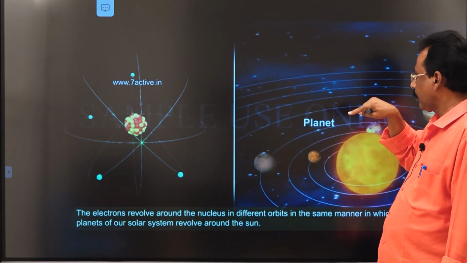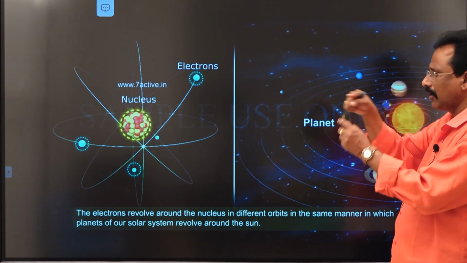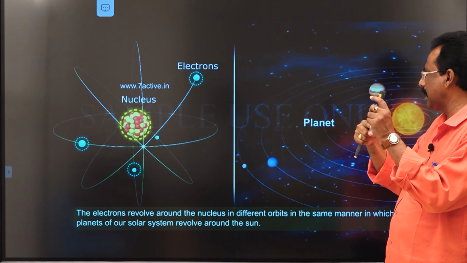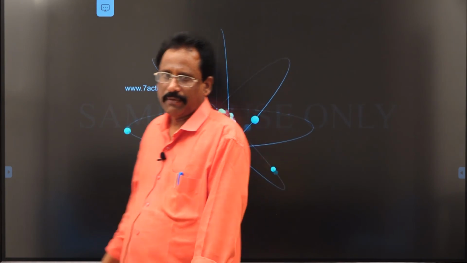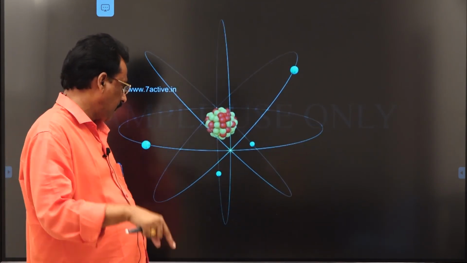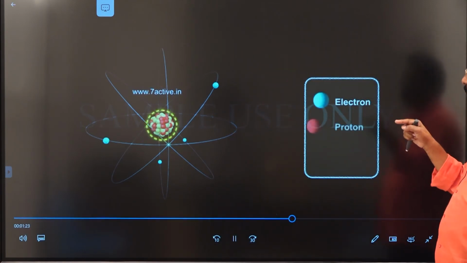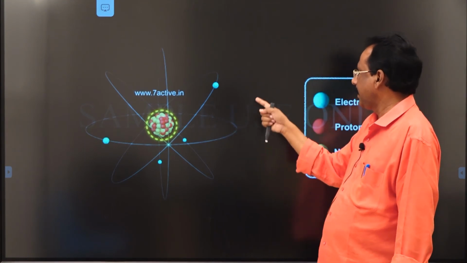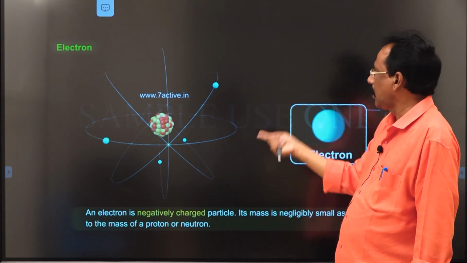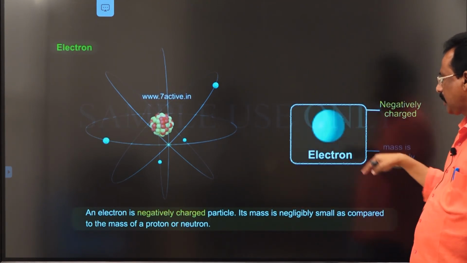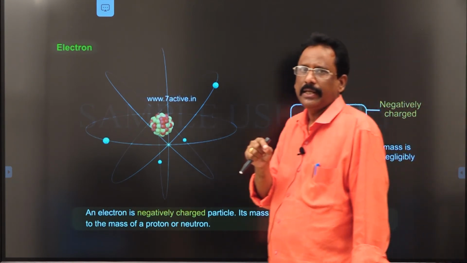According to Rutherford's alpha particle scattering experiment, the electrons revolve around the nucleus just as planets do around the sun. That means among these three fundamental particles of an atom, the proton and neutron are present in the nucleus, and the negatively charged particle, the electron, is present outside the nucleus and revolves around it. So this is the position of the three fundamental particles present in an atom.